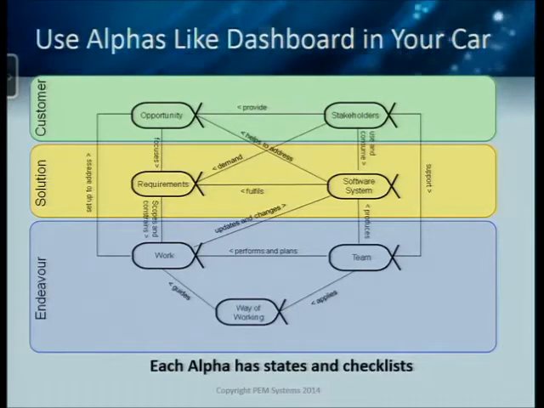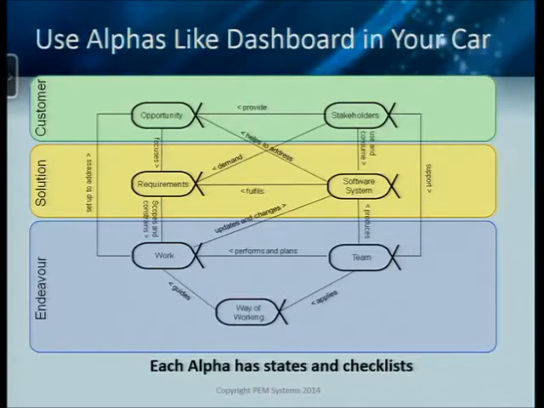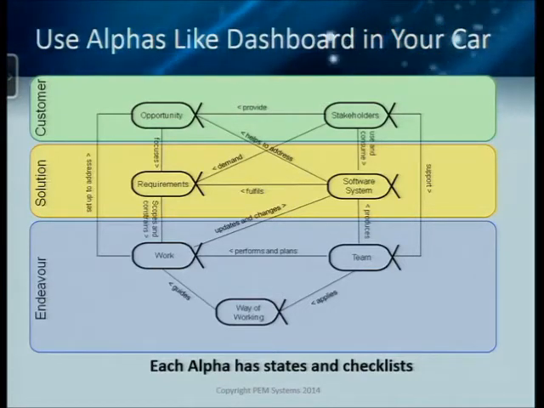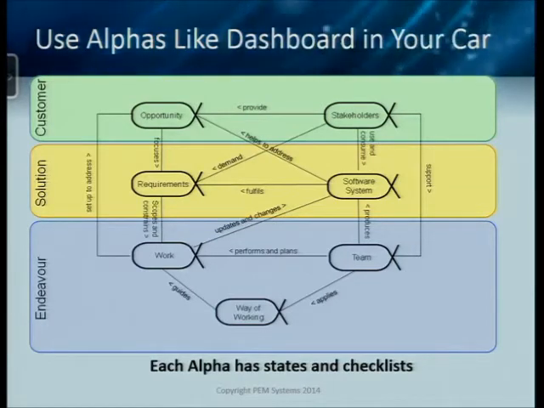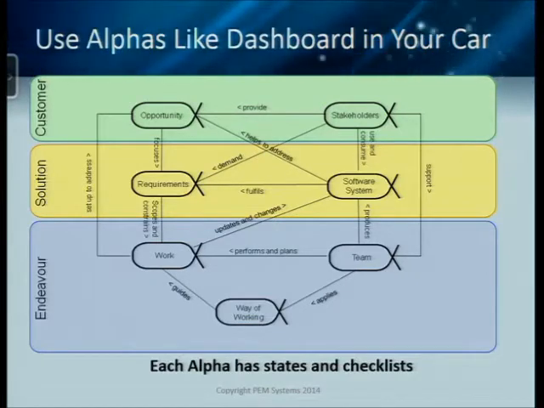The alphas are broken up into 3 areas of concern that are color-coded. The top area of concern is called the customer area. In the customer area, you have the stakeholders and you have opportunity. They always exist. There always has to be an opportunity. Opportunity is a need. If there isn't a need for a software system, nobody's going to fund it, and you're never going to get out and build it. There's always some kind of need.